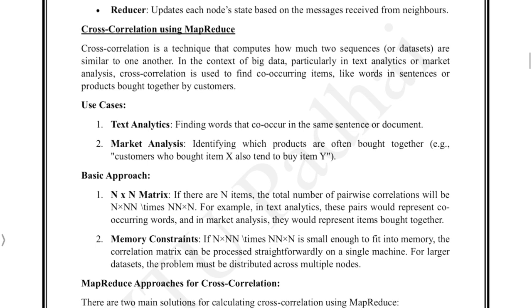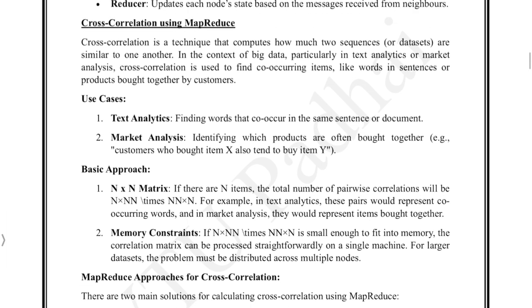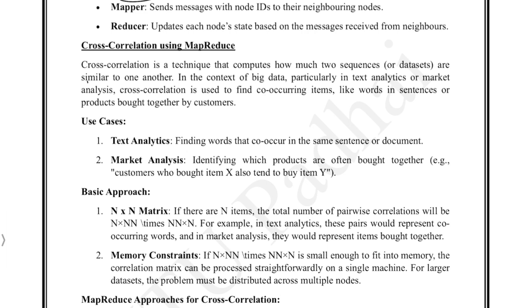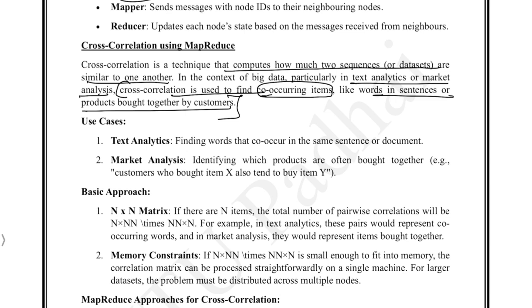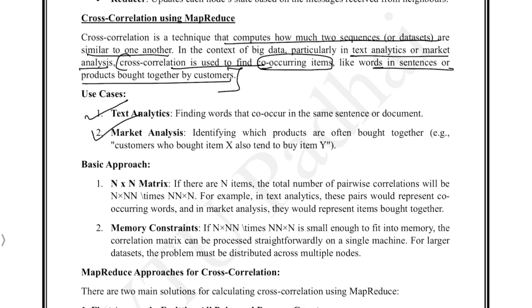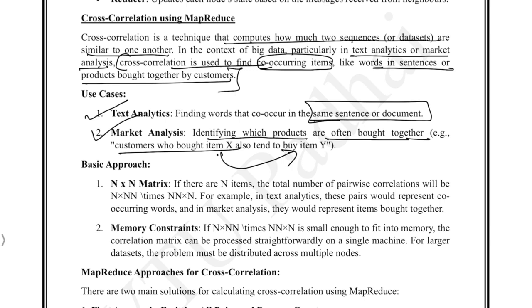Next is cross-correlation using MapReduce. Cross-correlation is nothing but how two sequential datasets are similar to each other in the context of big data, particularly in text analytics or market analysis. It is used to find co-occurring items, like words in sentences or products bought by customers. In text analytics, you find the words that co-occur in the same sentence or document, that means words occurring together many times. In market analysis, you identify which products are often bought together. For example, a customer who has bought item X also tends to buy item Y.